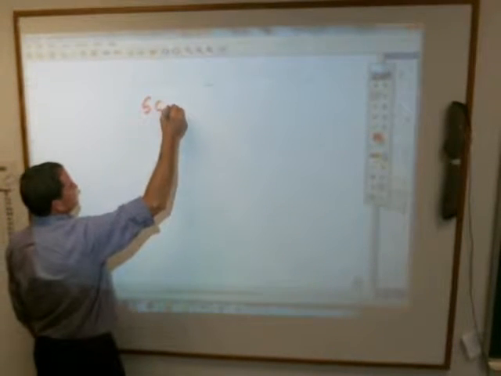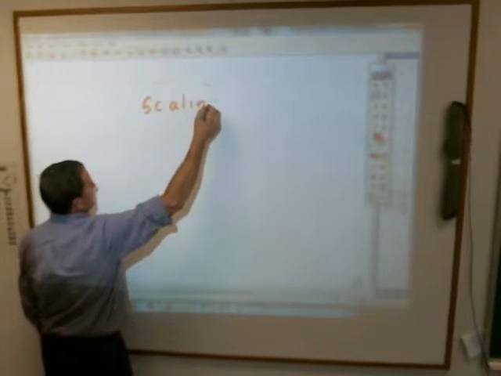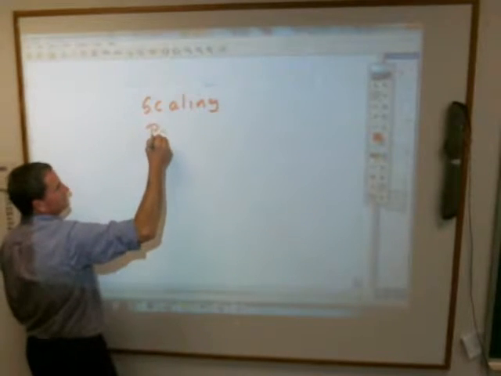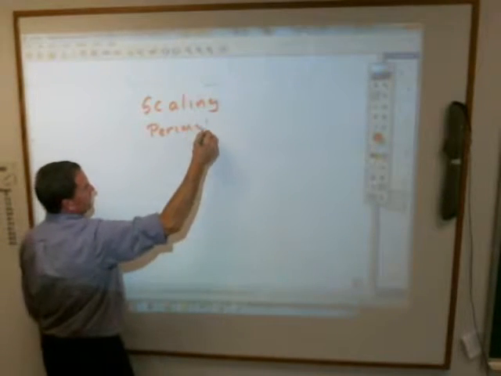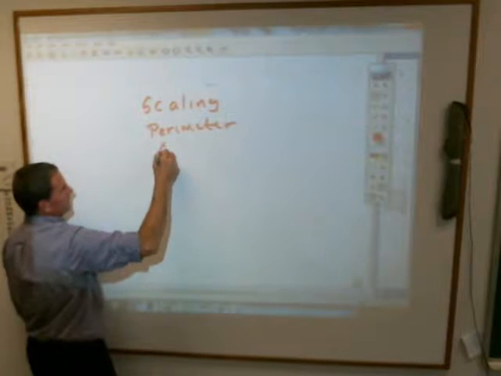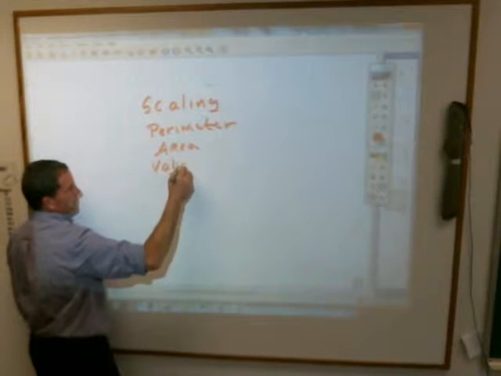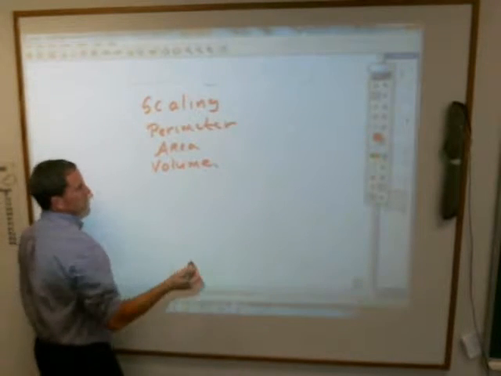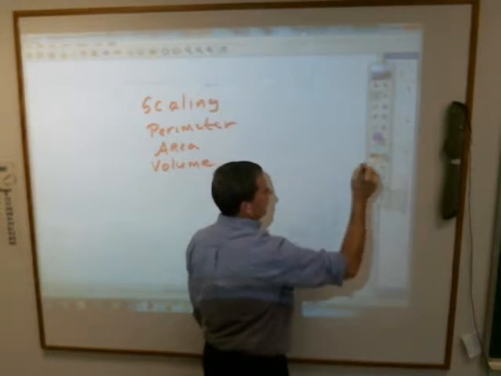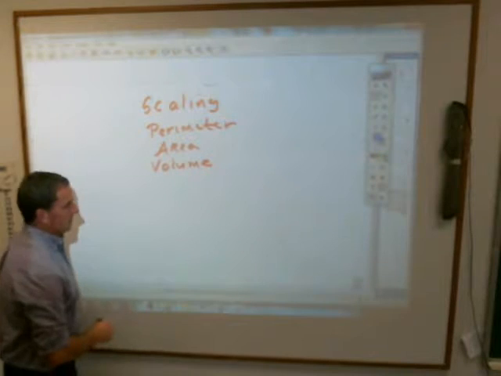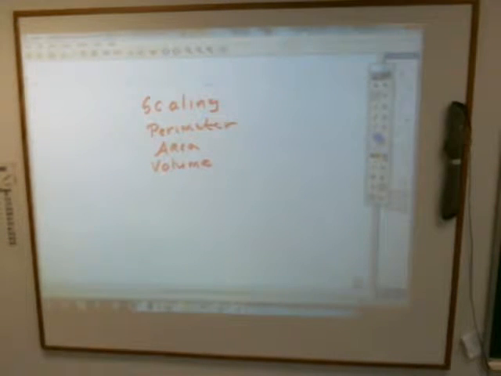scaling and what it does to perimeter and what it does to area and what it does to volume. I hate to bore all of you, well, some of you more than others, but it's good to hear that.